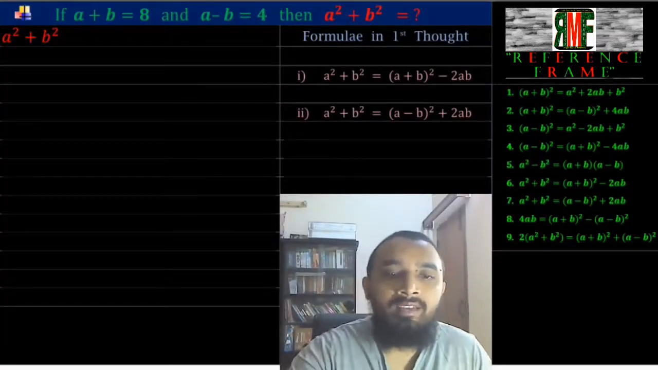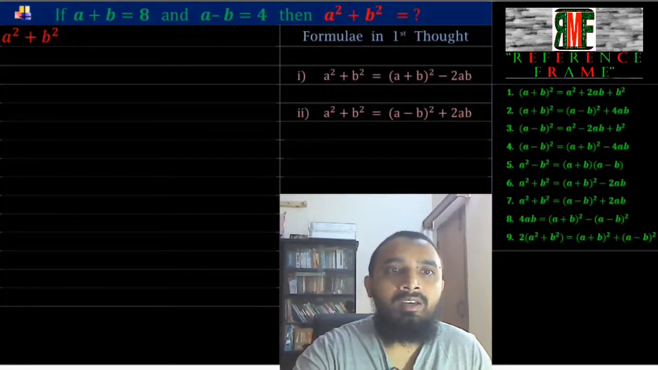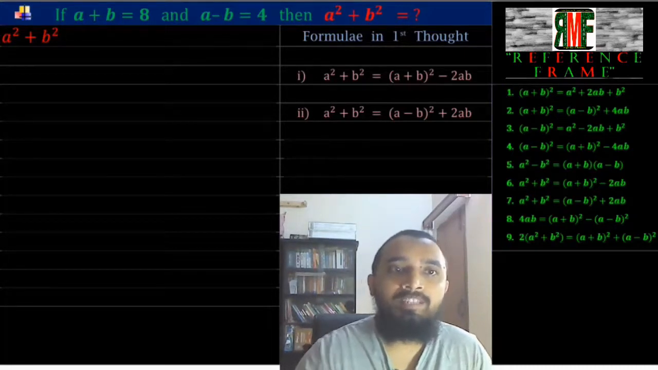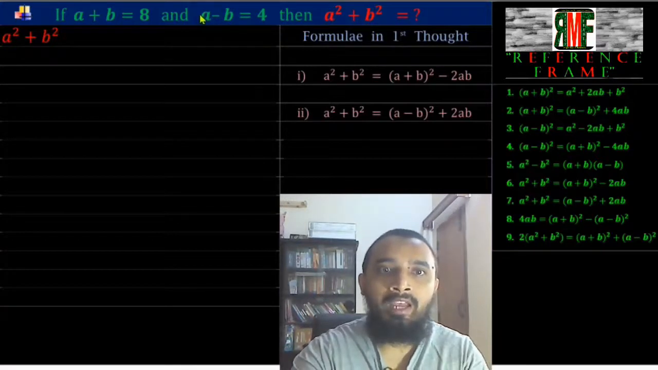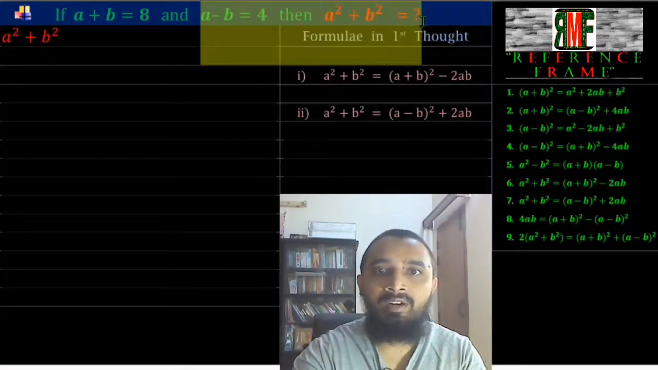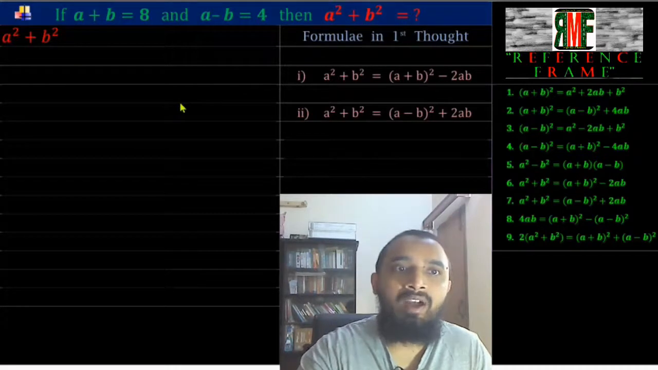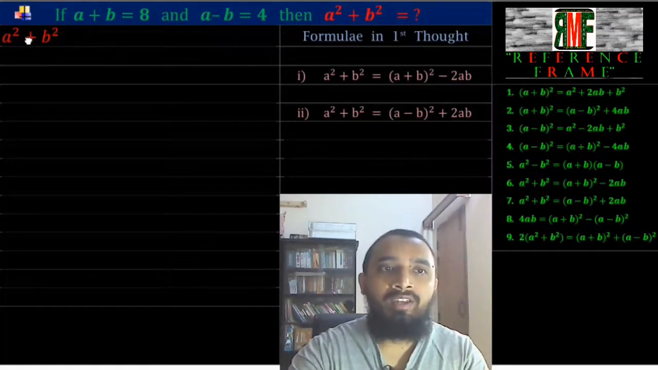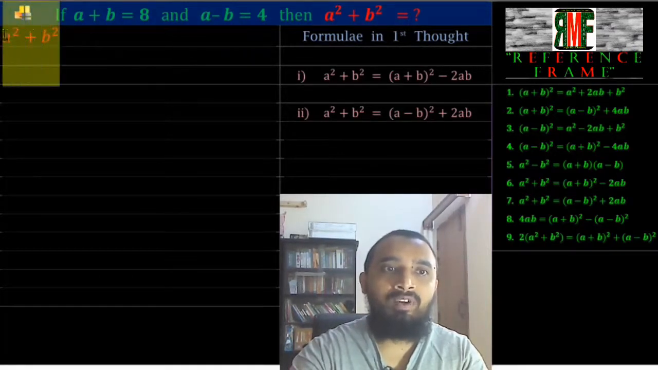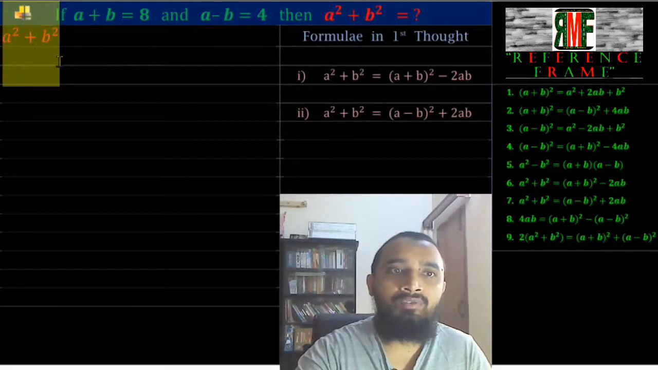There you can see on the screen that we are given some values: a plus b is equal to 8 and a minus b is equal to 4. What we're asked to find is the value of a square plus b square.